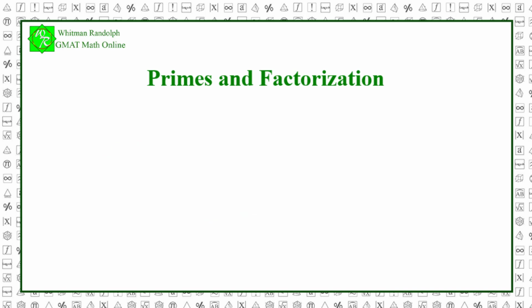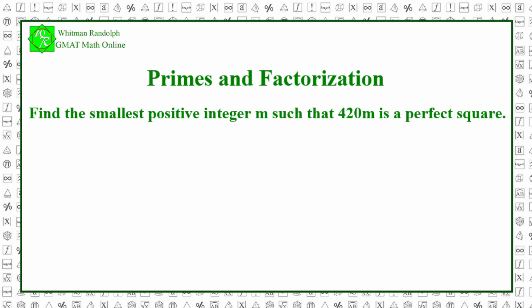Now let's look at another problem that uses prime factorization. Find the smallest positive integer m such that 420m is a perfect square. And here are some possible answers.